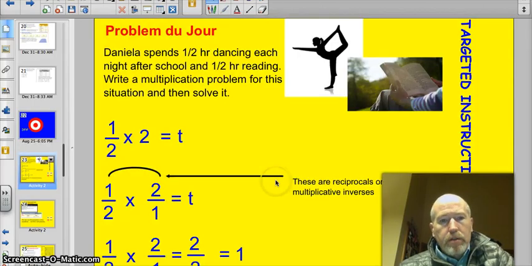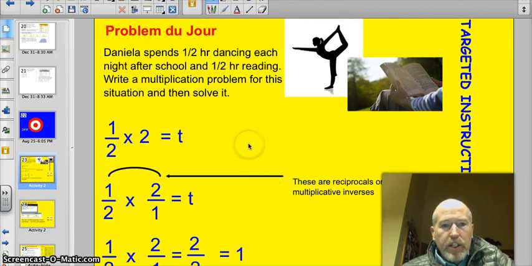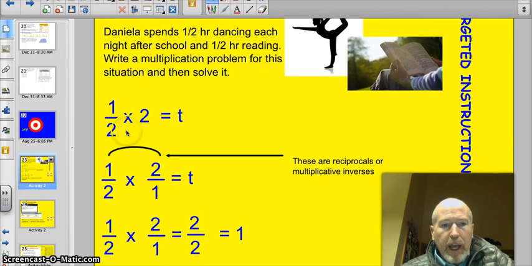Let's get to it. Our problem du jour. Daniela spends a half an hour dancing each night after school and a half an hour reading. Write a multiplication problem to solve this situation and then solve it. All right, so what we want to do is find out how much time she spends. So we have 1/2 times 2 equals t.